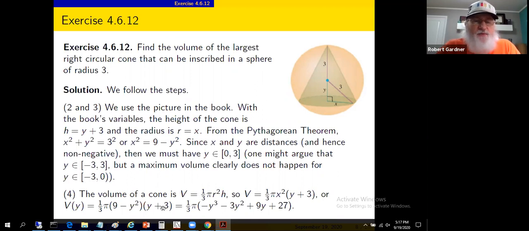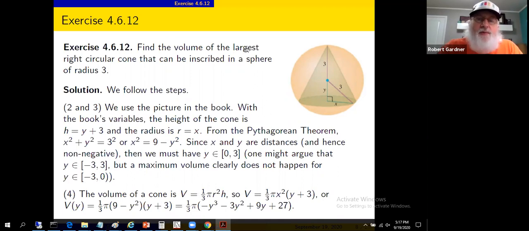We're going to have to differentiate this. How about we multiply it out? It's a product of two binomials. In multiplying out, we produce this. We still got the 1/3 pi out front, but here's what we get for the volume function. Now, what's the question?